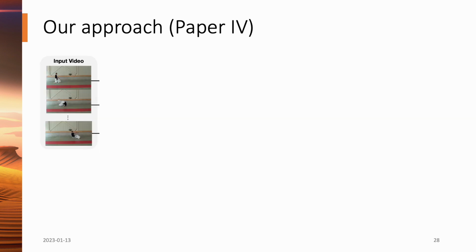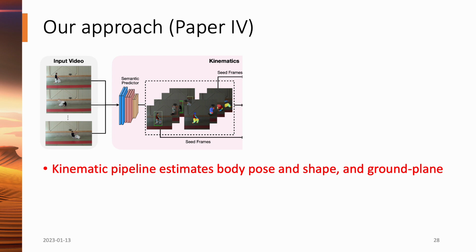The approach we take to physics-based human pose estimation in paper 4 is presented on this slide. The input to our method is a standard monocular video of a person, for example a person doing a judo roll. The kinematic step first estimates the per frame 2D key points, 3D body poses, semantic body masks, and body shapes. We then use high confidence frames to compute a temporally consistent body shape.